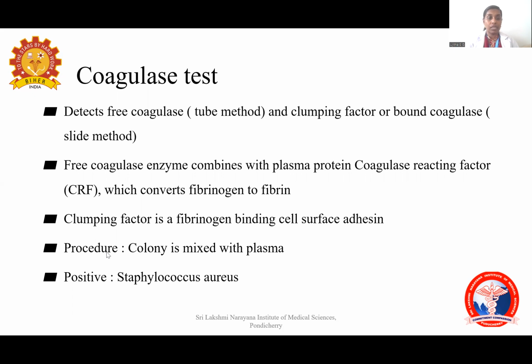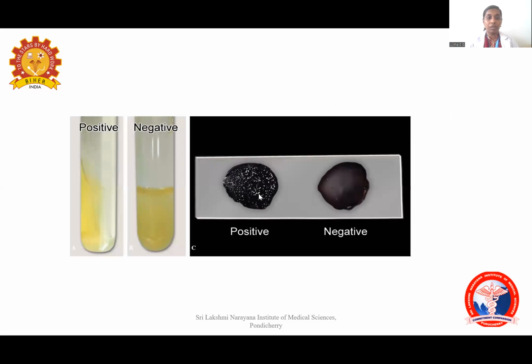To do the slide coagulase test, we take plasma and mix the colony into the plasma. Or you can first make a saline suspension of the colony and add plasma. What you will observe is clumping, the aggregates that are formed in the positive test. That is how the slide coagulase positive reaction will look. Clumps will be formed. Otherwise, if it is negative, there will be a milky suspension.